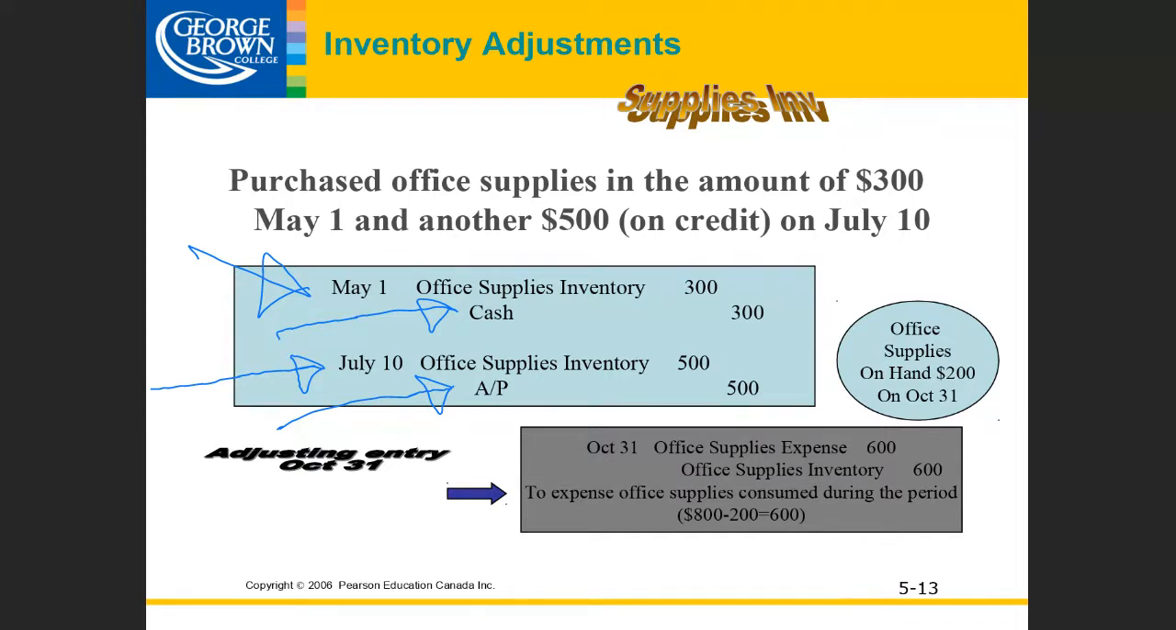Now let's say you've gone and you've done an inventory. You've gone around to look at all your office supplies and what you have and what you don't have, and you valued what you have on hand on October 31st at $200. So you have $200 left worth of office supplies.